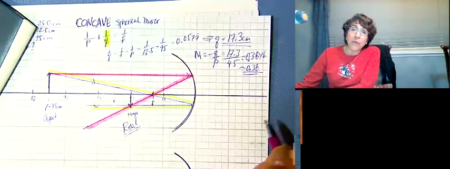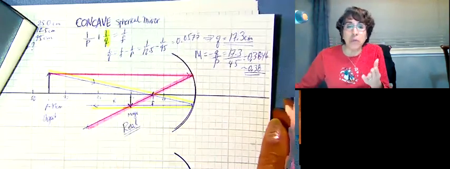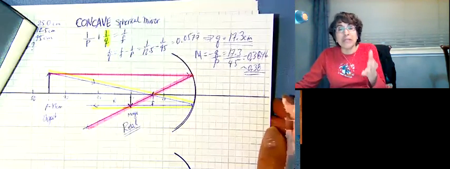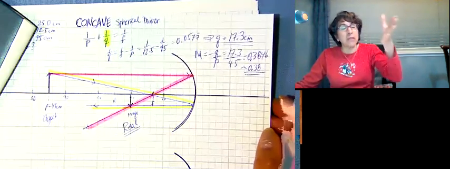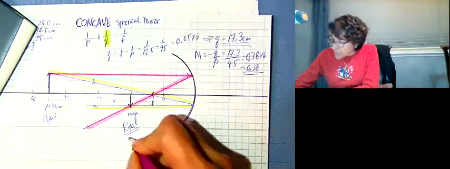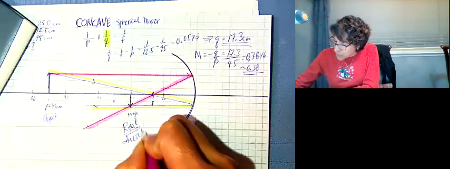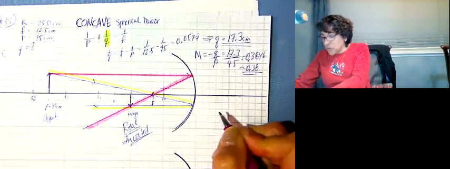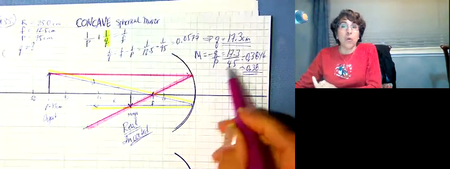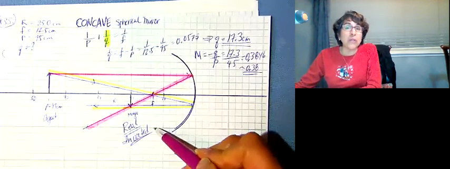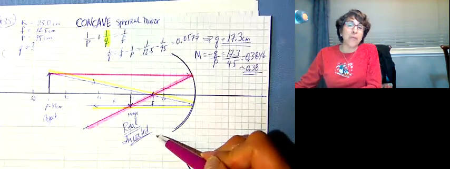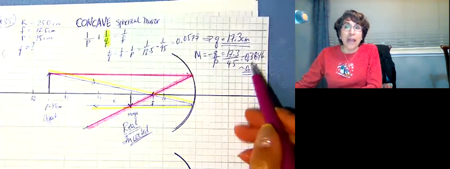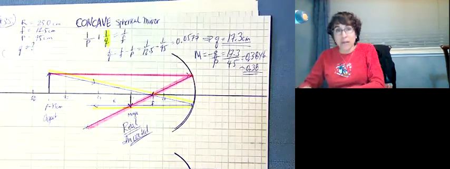Remember that virtual images are like what we look at when we're looking in the mirror. It's an image, but it's not real. If you put a piece of paper there, it's not going to be projected onto the paper. And then this is inverted. So that answers the questions. They want to know where is it, and is it real or virtual, and is it upright or inverted? And there you go. And then the magnification. All right, that was part A.